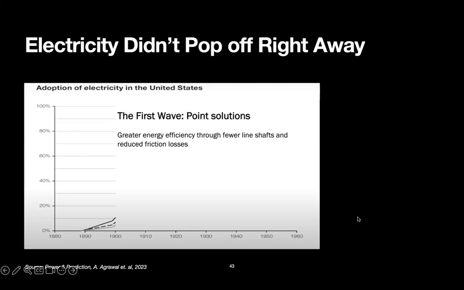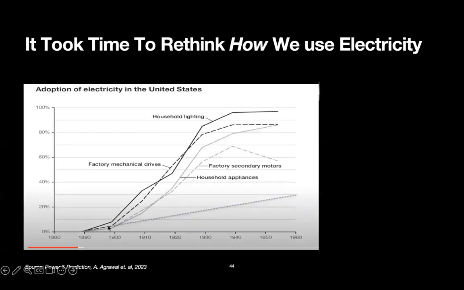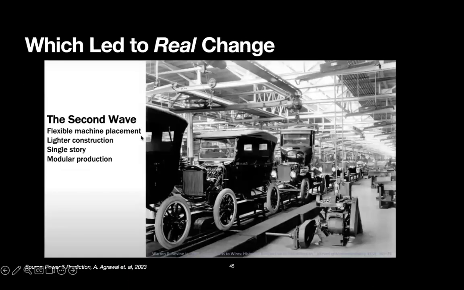When things really changed was the second wave, where they created what they called applications, where they started changing the way the factory worked. So not only did they put electric engines at every little station in the factory, but they also started to change the way the factory was laid out. And that's the exciting thing that happened next: ultimately the assembly line really changed how manufacturing works. And that didn't happen right away. It took a little while before a key constraint was understood properly and was relaxed.